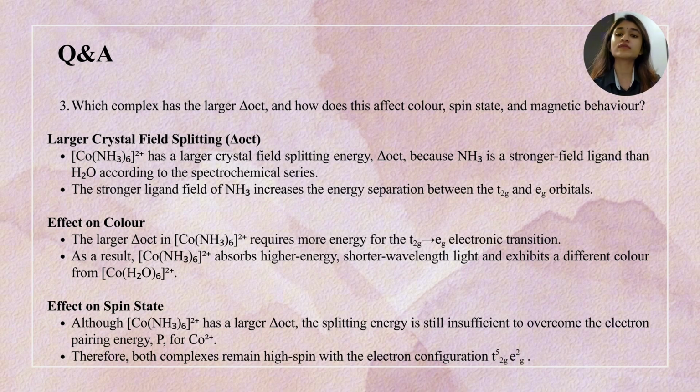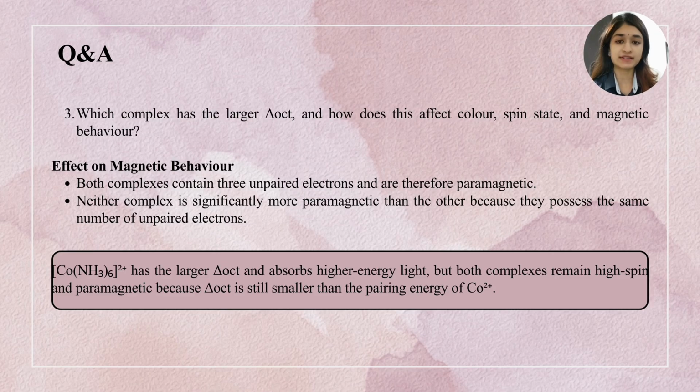However, even though the crystal field splitting energy is larger, it is still smaller than the pairing energy for the cobalt 2+ ion, and as a result, both complexes remain high spin with the electronic configuration of t2g5 eg2. Since both complexes have the same high spin d7 configuration, each contains 3 unpaired electrons and is also paramagnetic. Since they possess the same number of unpaired electrons, neither complex is significantly more paramagnetic than the other.